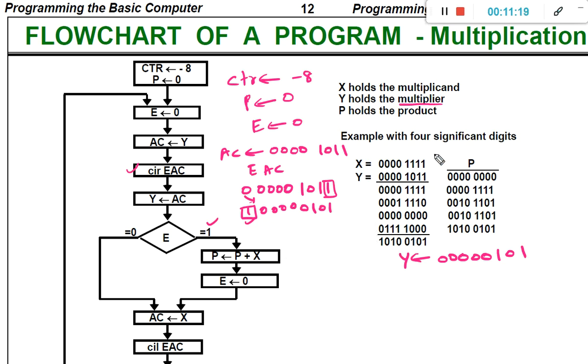What is the X value? X is the multiplicand, 0 0 0 0 1 1 1 1. The P initial value is 0, which means 8 zeros. Now we are updating the P value. So P is equal to P plus X, which means 0 0 0 0 1 1 1 1. Initially P is 0, and now the P value is updated as 0 0 0 0 1 1 1 1.